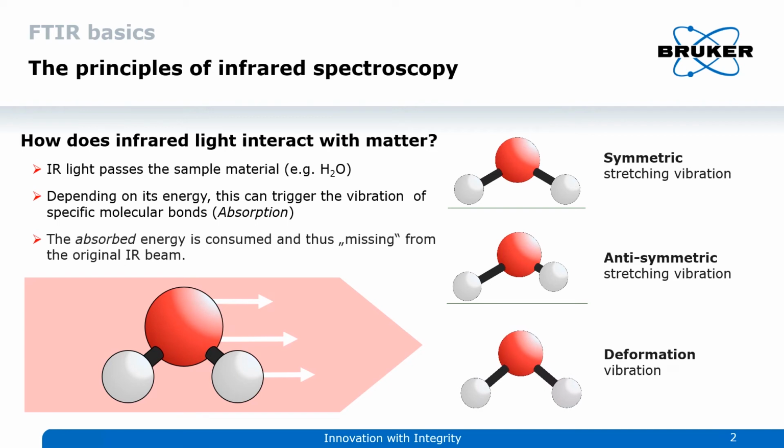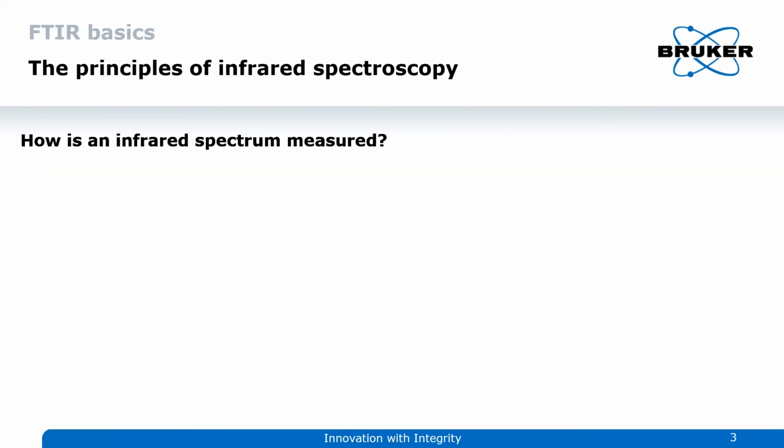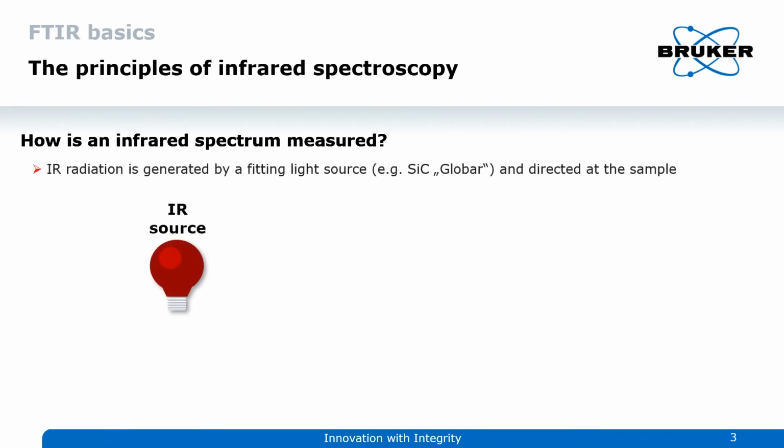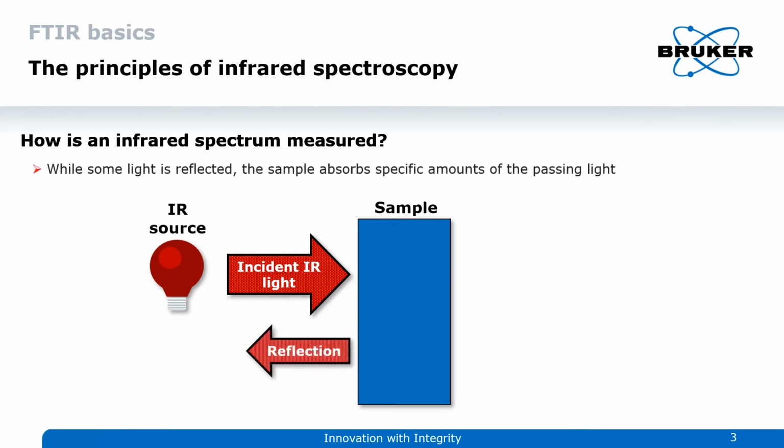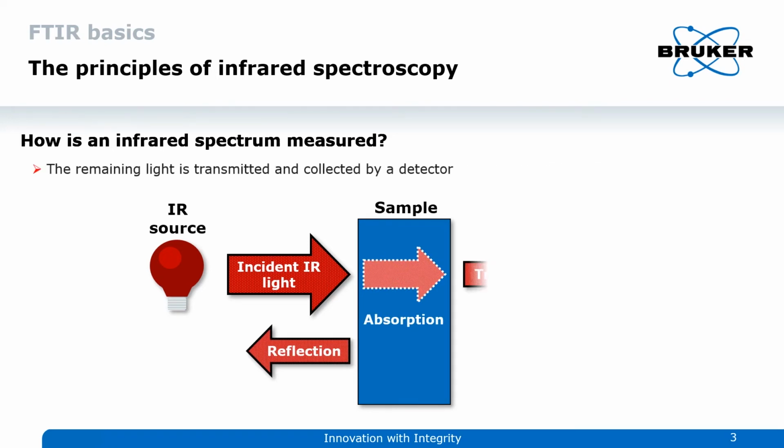The energy absorbed by the molecule is consumed and is therefore missing from the original IR beam. But how can we use this principle to our advantage and investigate this interaction? First, we need infrared light from a fitting source. The light is then directed at the sample. Some light is going to be reflected, but a larger fraction will travel through the sample and specific parts of it are going to be absorbed by the sample material. The part of the light that is transmitted and carries the molecular information of the sample can then be collected by a detector to produce an electronic signal.